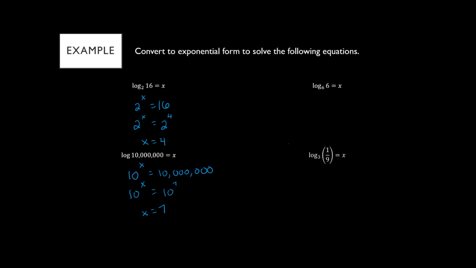So on the right, we're going to rewrite it. So I've got this base of 6, and then it's going to be 2 to the x equals 6. Well, 6 to the 1st power equals 6, so x has to equal 1.